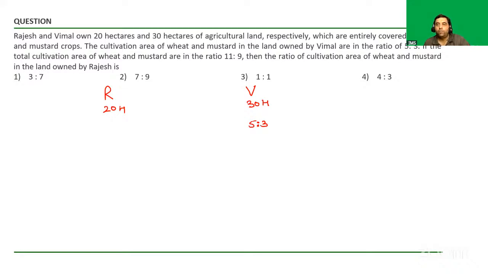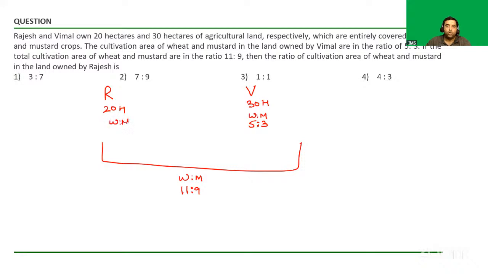While if you look at the total cultivation area put together for wheat and mustard, it is nothing but 11:9. For Vimal, it is also there. Now I'm supposed to identify what is the ratio of wheat to mustard in the case of Rajesh. Right? I hope the question is clear. Let's try and observe.